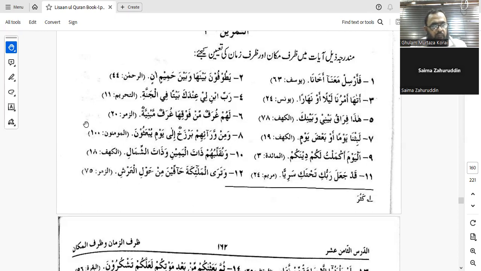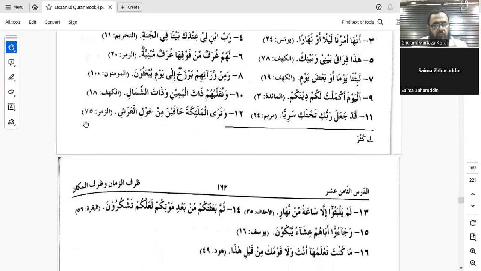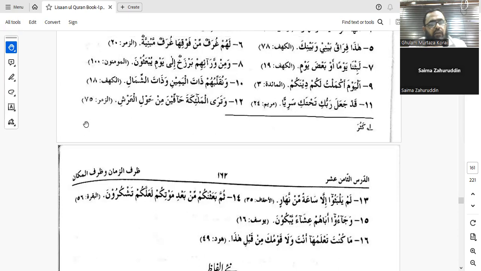So لهم غرف من فوقها غرف. So فوقها is ظرف مكان. And the next one: لبثنا يوما أو بعض يوم. So يوما is ظرف زمان. أو بعض يوم again ظرف زمان. بعد يوم complete is also ظرف زمان. Very good.